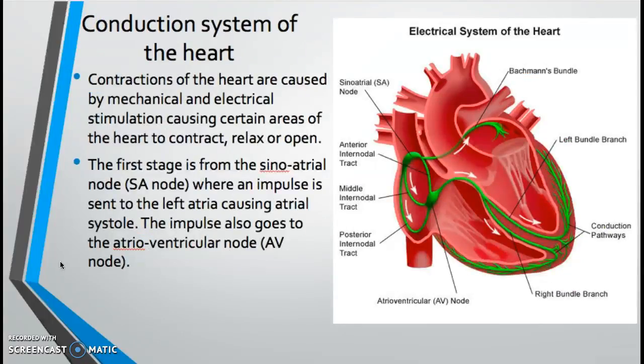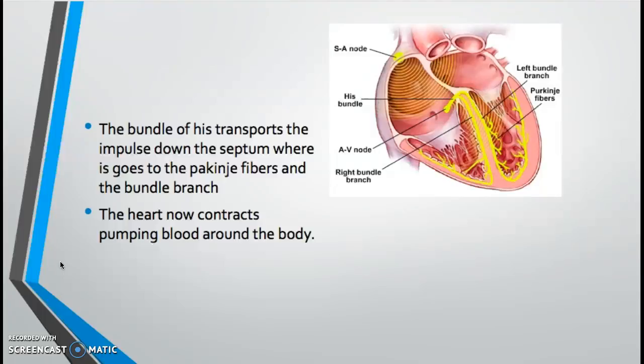The conduction system of the heart, caused by mechanical and electrical stimulations, causes certain areas of the heart to contract, relax, or open. The first stage is from the sinoatrial node, or the SA node, where the impulse is sent to the left atrium, causing atrial systole. The impulse then goes to the atrioventricular node, where the impulse is then passed down the bundle of His and down the septum to the Purkinje fibers and the bundle branch. The heart now contracts, pumping the blood around the body.